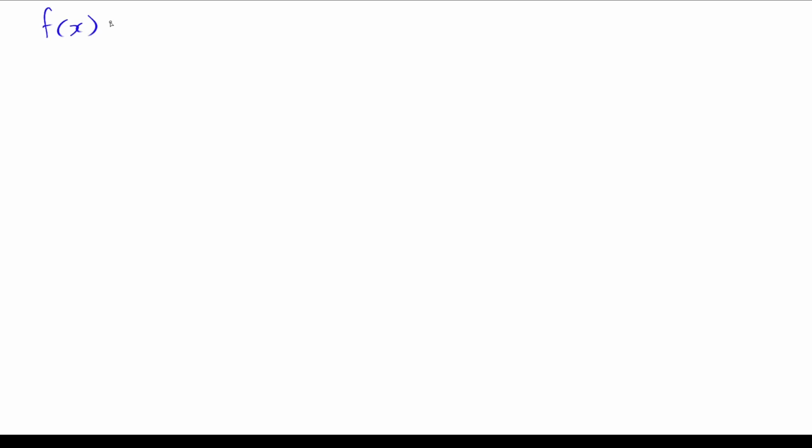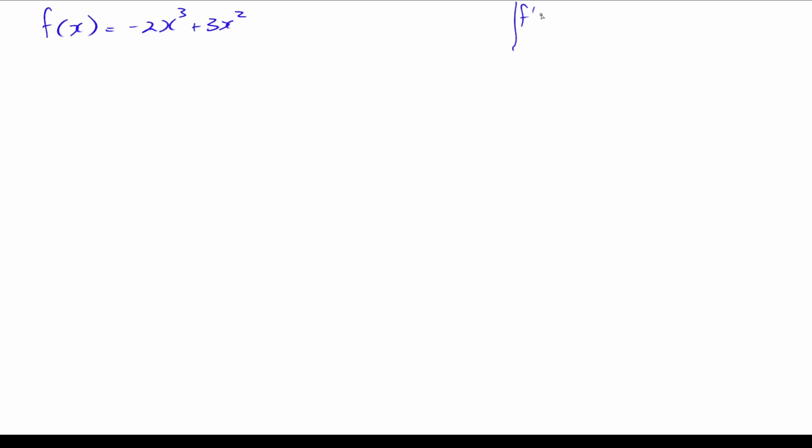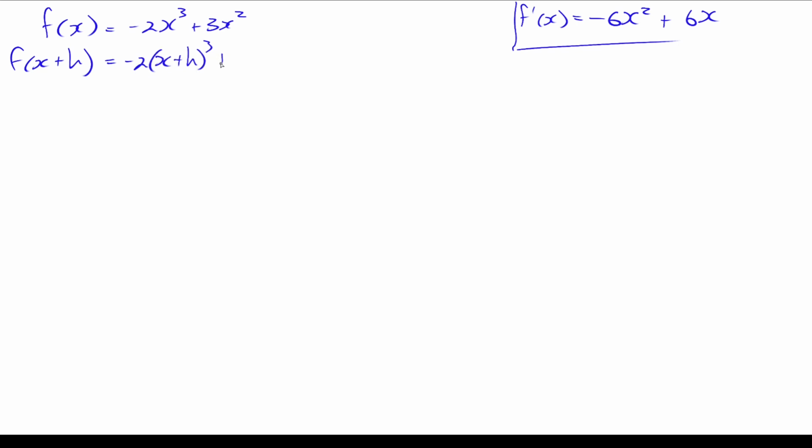f of x equals negative 2x to the 3 plus 3x squared. It's this to the 3 that made it a little nasty. No, not nasty, just like so much work. Okay, so our answer needs to be negative 6x squared plus 6x. Seems doable, right? It is doable. But the road there is long and arduous. So what we end up with here is (x plus h) to the 3 plus 3(x plus h) squared.